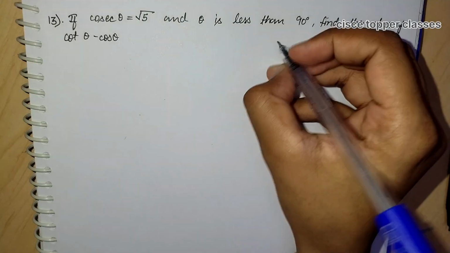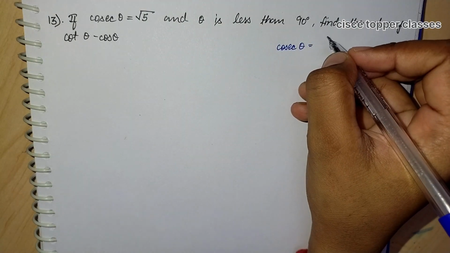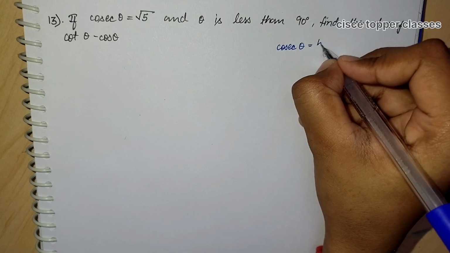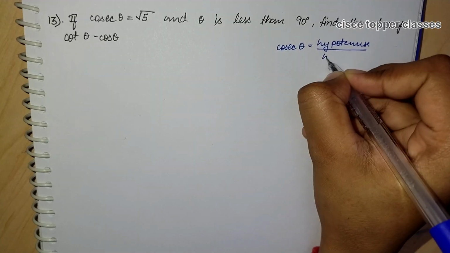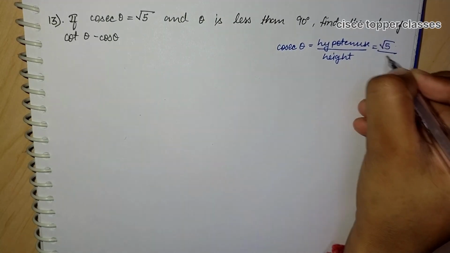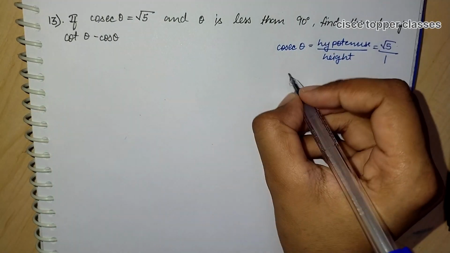If cosec theta is equal to under root 5, we can write here cosec theta as the inverse of sine theta. So this will be hypotenuse by height, which is given to us as under root 5. So we can let it be root 5 by 1. And if theta is less than 90 degrees, find the value of cot theta minus cos theta.